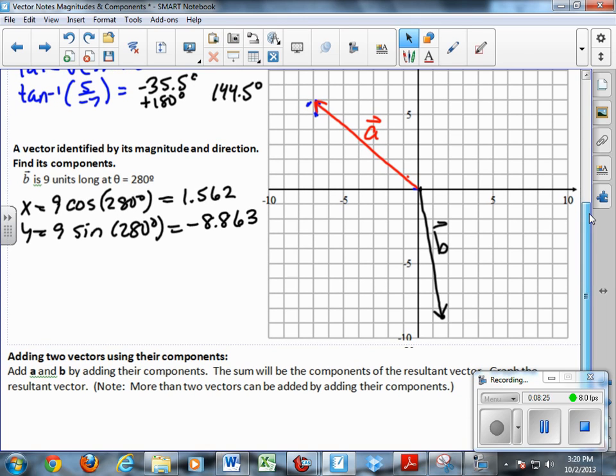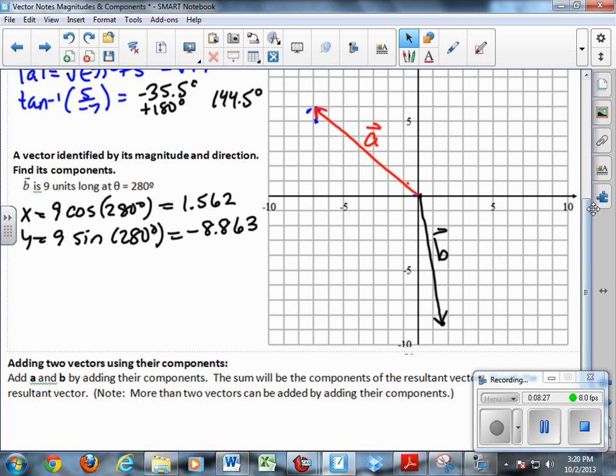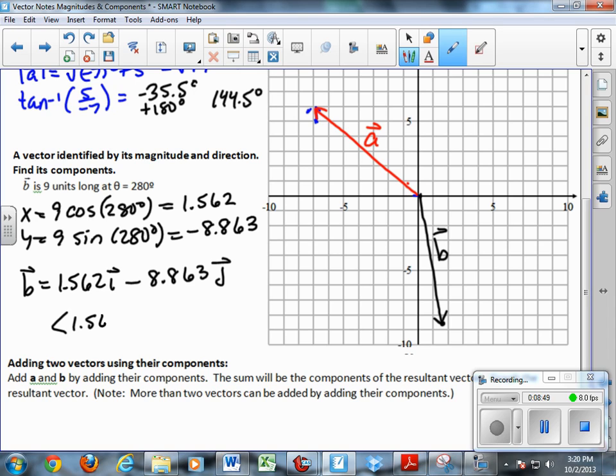And I didn't actually finish writing this using components. Vector b could be written as 1.562i minus 8.863j. Alternately, it could be written as 1.562 comma negative 8.863. So that's another way. And basically, notice those are just the coordinates of the tip of the vector when its tail is at the origin.